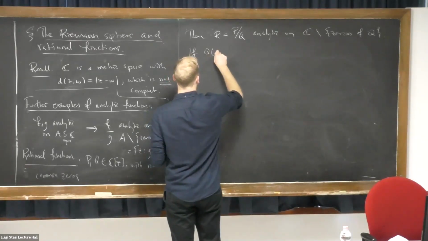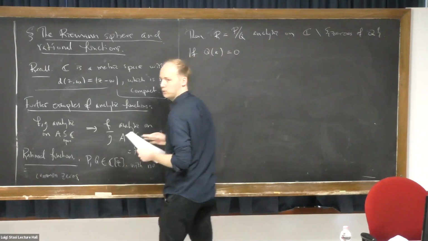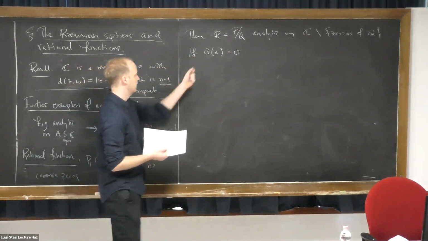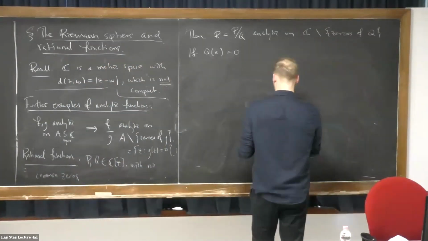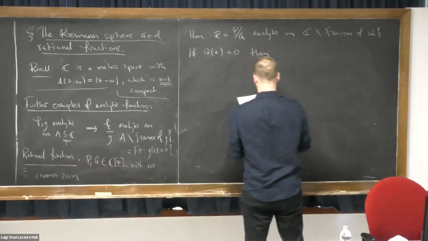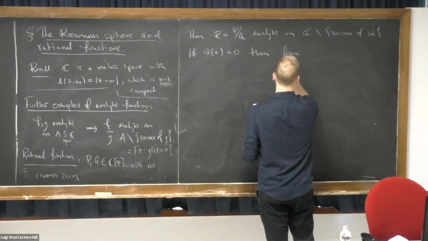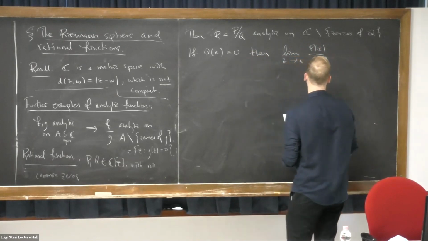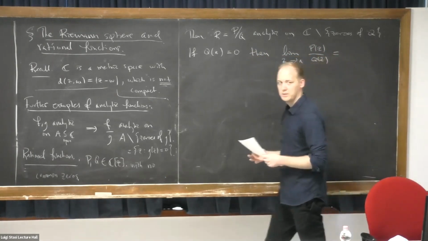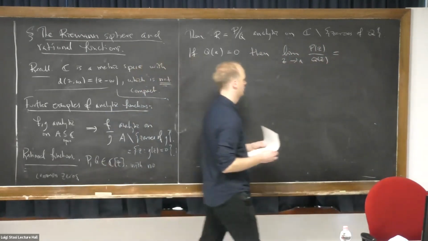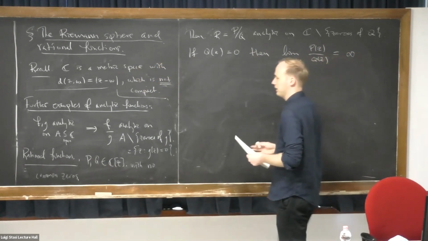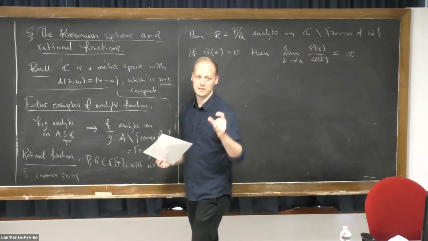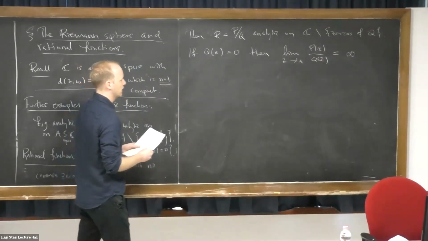And moreover, if we are at a point A where Q has a zero, so Q of A is equal to 0, then what happens is that if we look at the limit of P of z over Q of z, then what does it equal? It equals infinity. Okay, and of course I have to write no common zeros, otherwise that would not be true. There might be things canceling out at the time. So then this is equal to infinity.